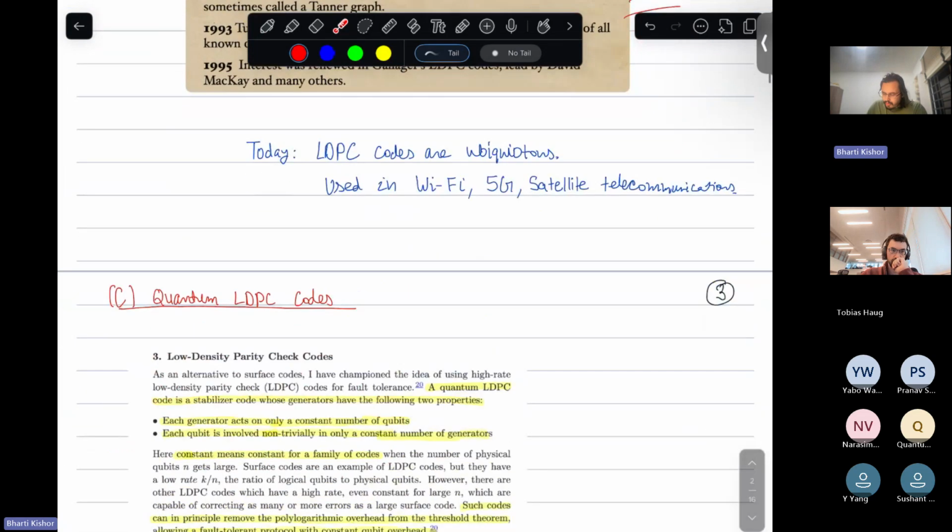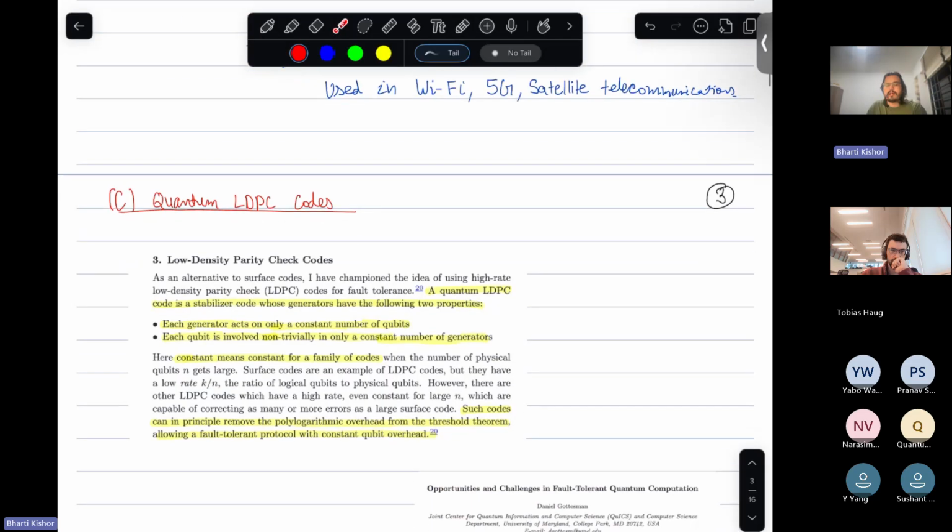Okay. So quantum LDPC codes are basically the quantum analog of LDPC codes. Basically, a quantum LDPC code is a stabilizer code whose generators have the following two properties. So these are the two properties.